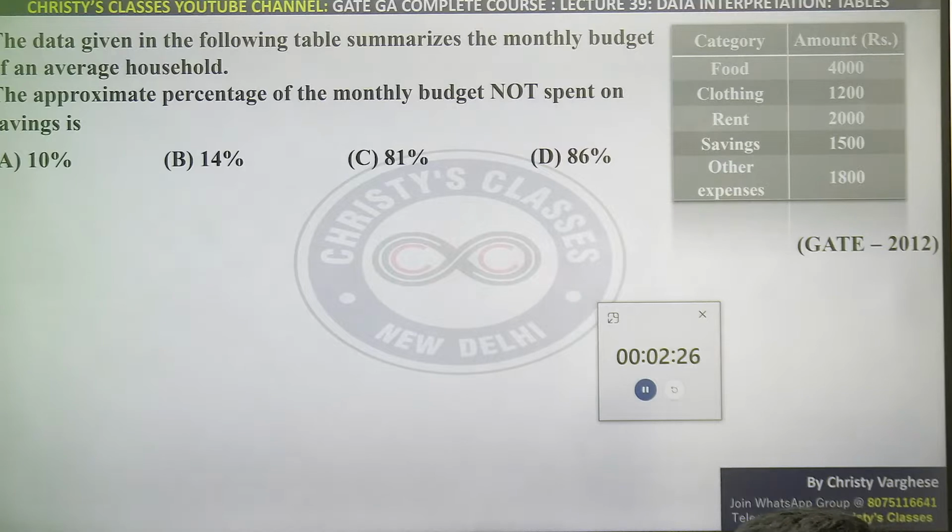Make a try. 3 minutes to try at maximum, but in 2 minutes you can finish this question, not a very lengthy question.